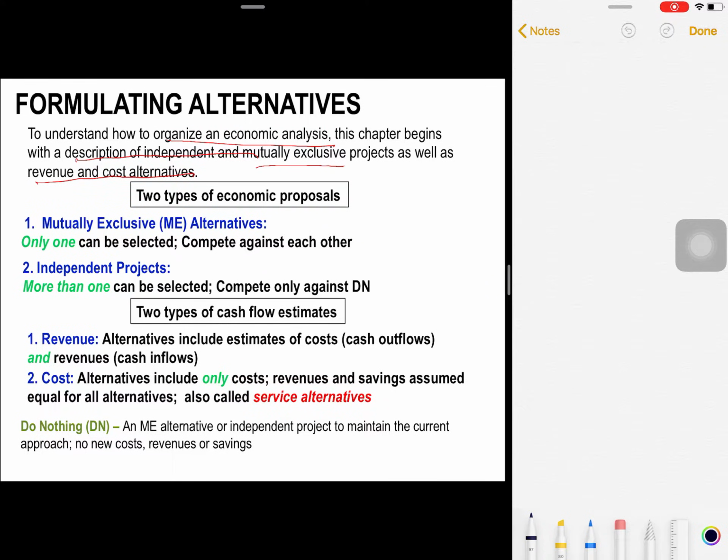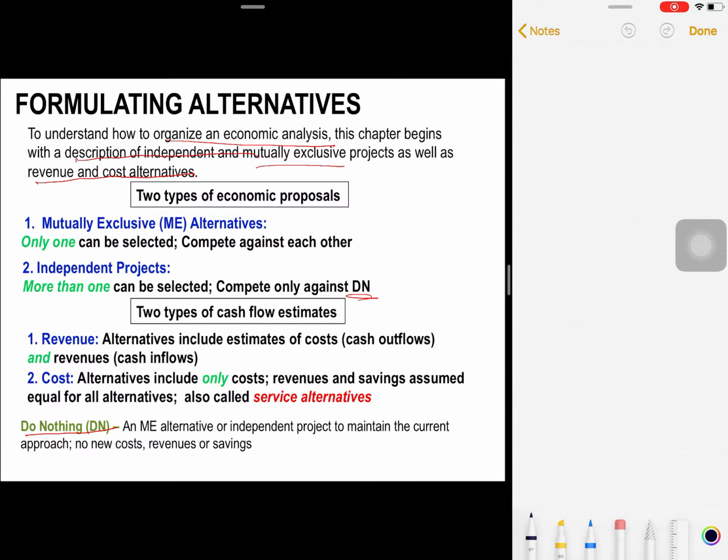The two types of economic proposals that we will be learning in this chapter, first of all, is the ME, or the mutually exclusive alternatives, where only one can be selected and they compete against each other. The second economic proposal is the independent project, where more than one can be selected and it competes only with the DN. So what is the DN? The DN is do nothing, or we don't take any changes at all. It's an ME alternative or independent project to maintain the current approach, no new costs or revenues or savings.